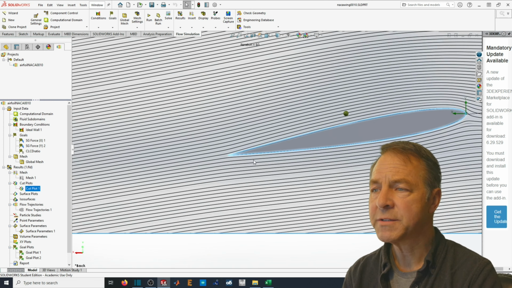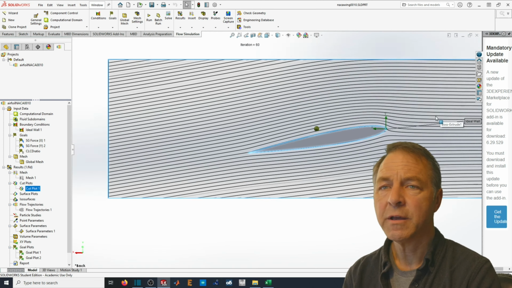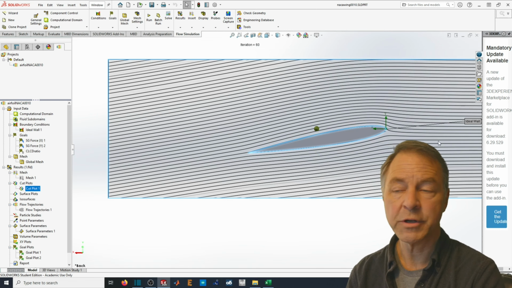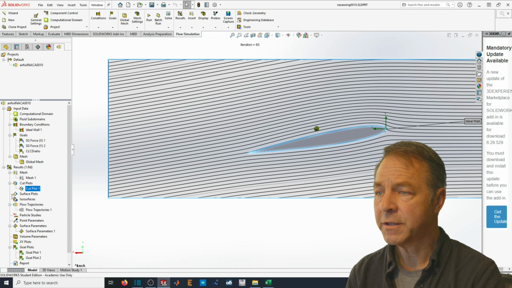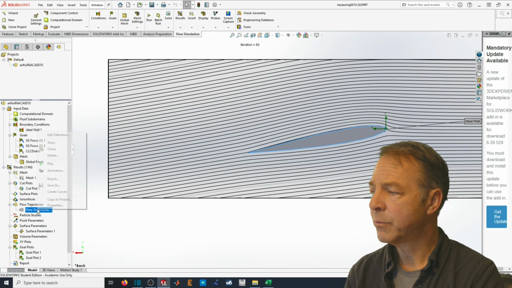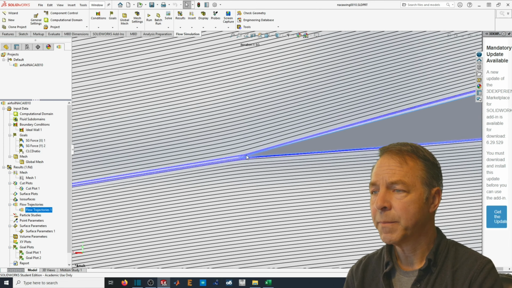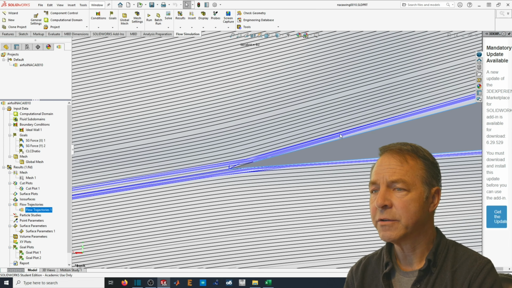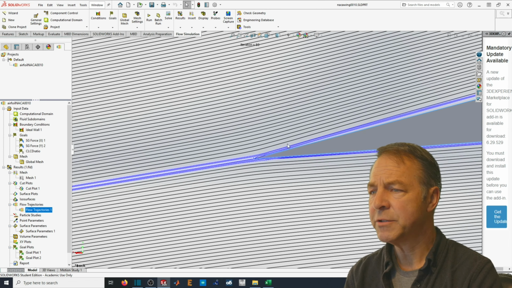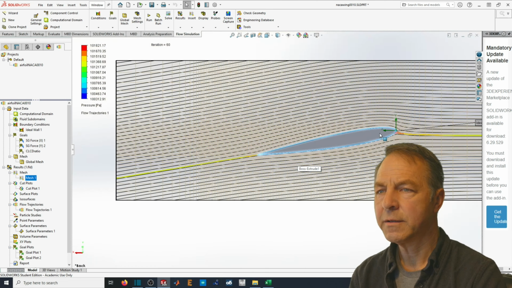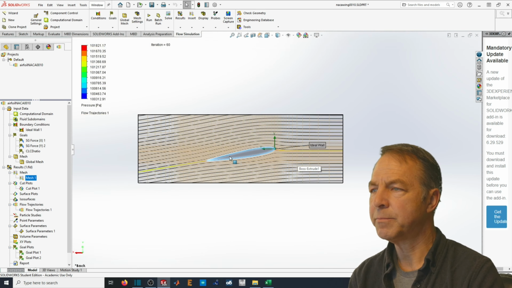So the streamlines, again, you've seen this already, and they look just like a cartoon depiction of flow over an airfoil. Nothing to see here. If we look at the flow trajectories, then they're certainly finer, and there's something strange going on there. And is that causing us a problem?